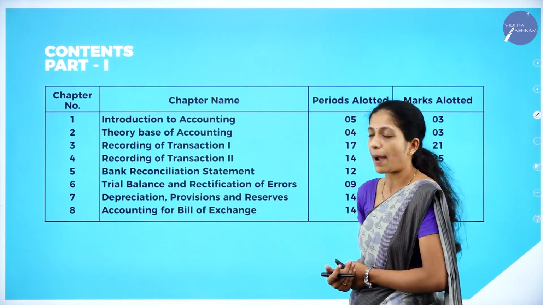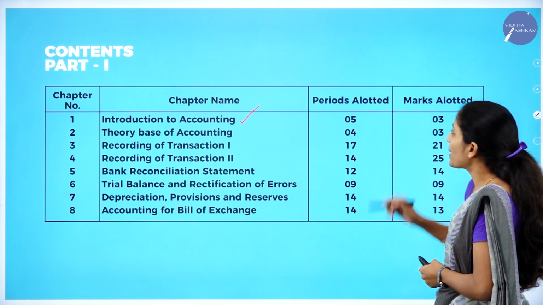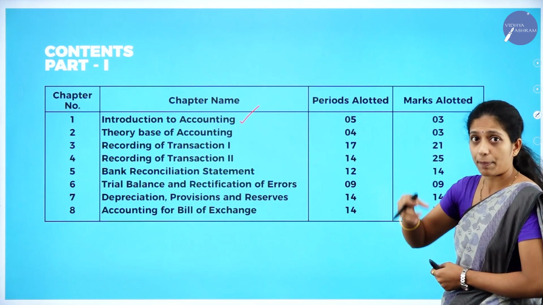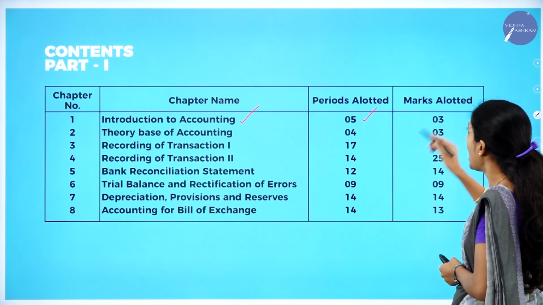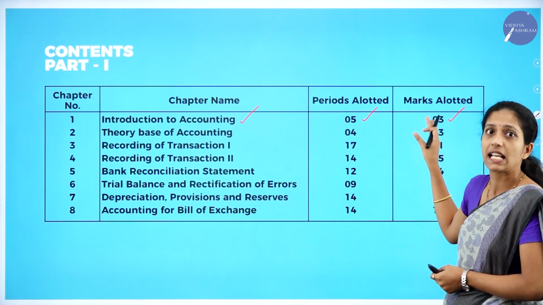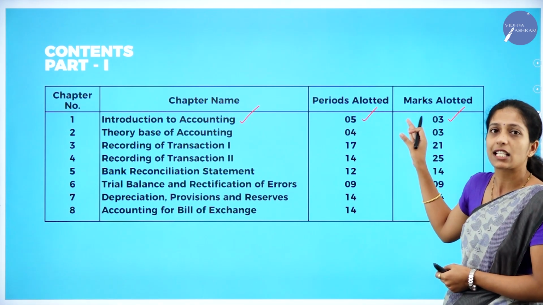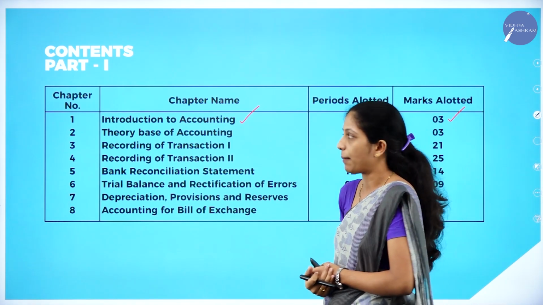Your first chapter is Introduction to Accounting, where the periods allotted to complete this particular chapter is 5, and the marks allotted in your examination from this chapter is 3 marks. So you can expect 3 marks from this particular chapter. That is your first chapter.